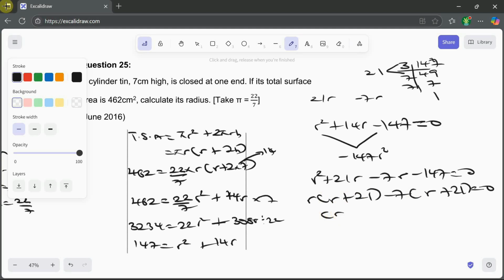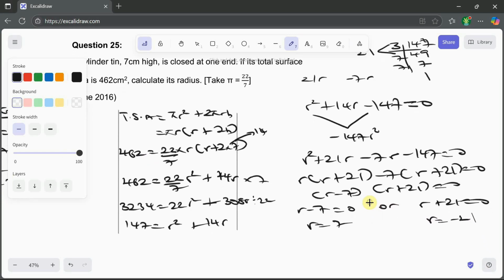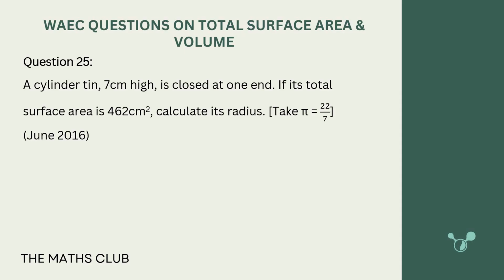So our values is r minus 7 when we group, and r plus 21 is equal to 0. So if this is the case, r minus 7 is equal to 0, or r plus 21 is equal to 0. So here r is equal to 7 or r is equal to minus 21. And because our r can never be a negative value, I've never seen a negative radius, so therefore our r is 7 centimeter. Let's see if our answer is correct.